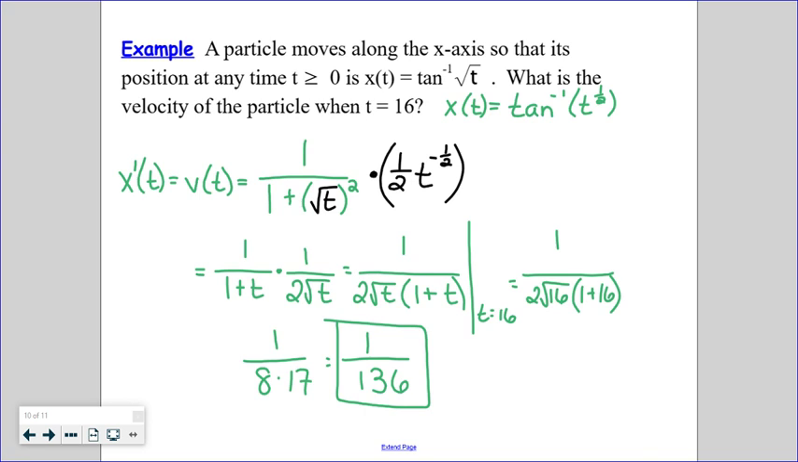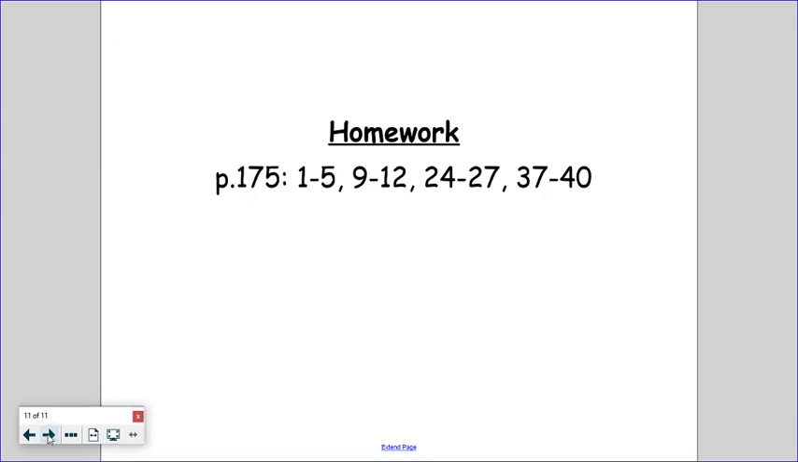All right. Your assignment, a bunch of random problems out of the book, 1 through 5, 9 through 12, 24 through 27, and 37 through 40.